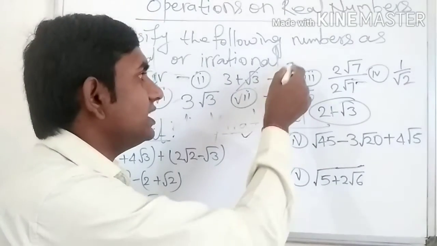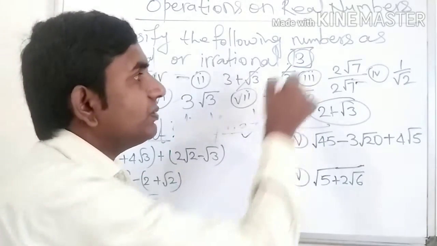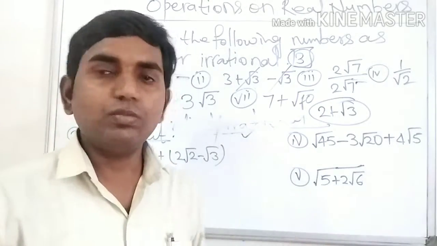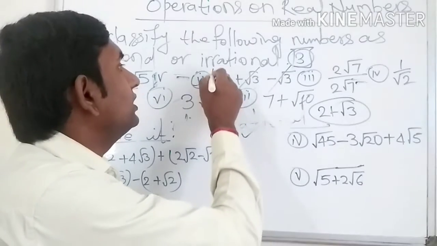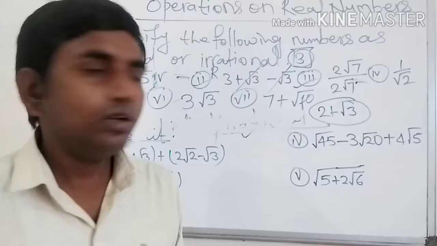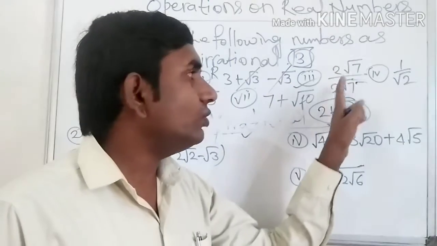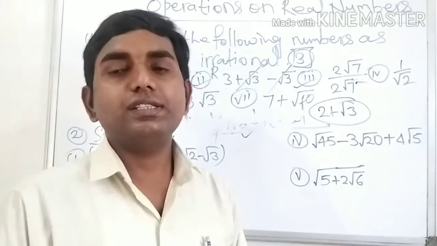So here plus 3 and minus 3 is cancelled. Now we find out plus 3, and we know that plus 3 is a rational number. So we call the second number a rational number. Now in the third number, here we have 2 under root 7, it is an irrational number. 2 under root 7 is also an irrational number.